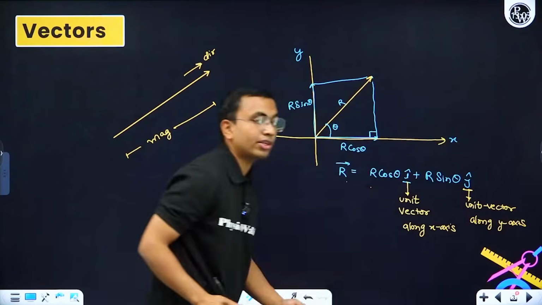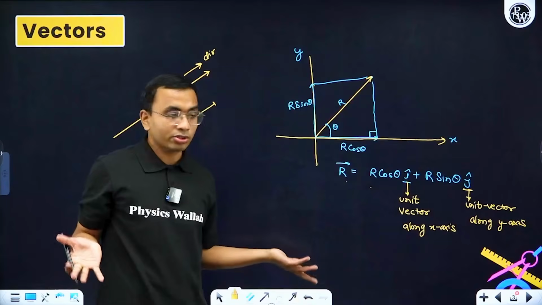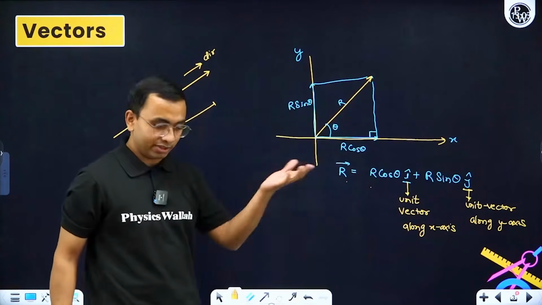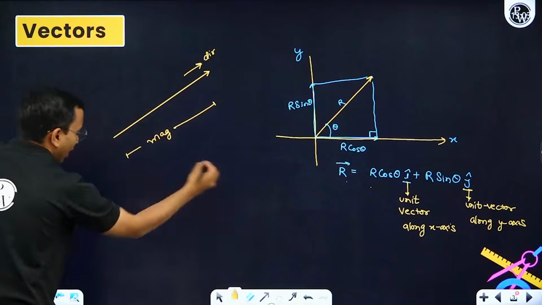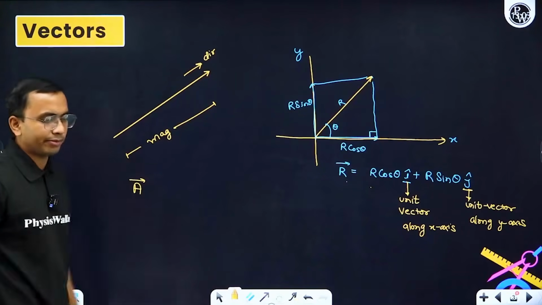And let us take a vector in 3D space, so there will be some component along the z-axis also. So I'll say plus that much component k cap. For the z-axis we use k cap. Now let us take a vector A.